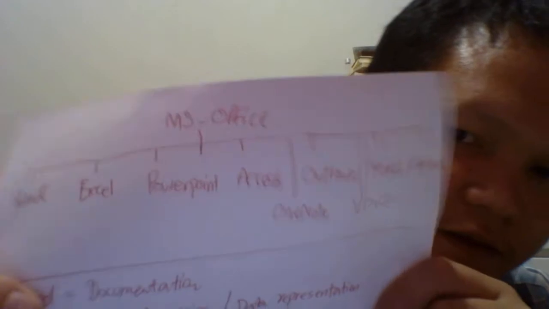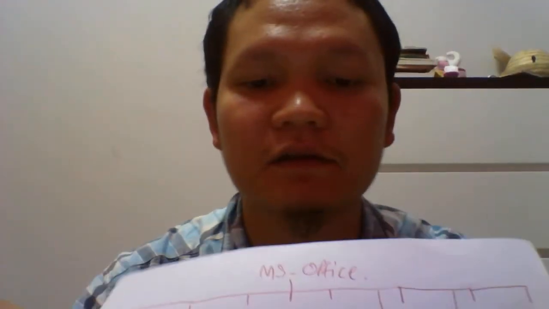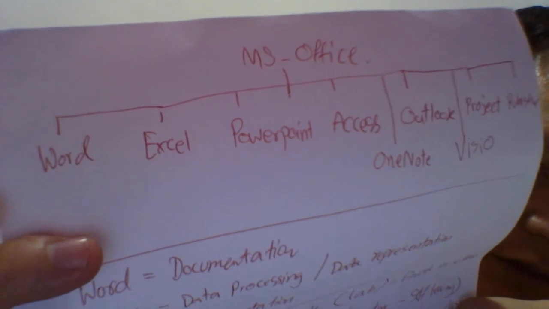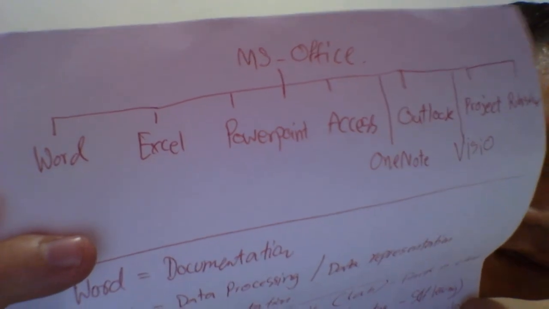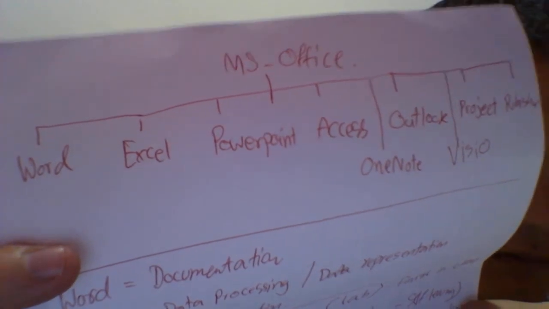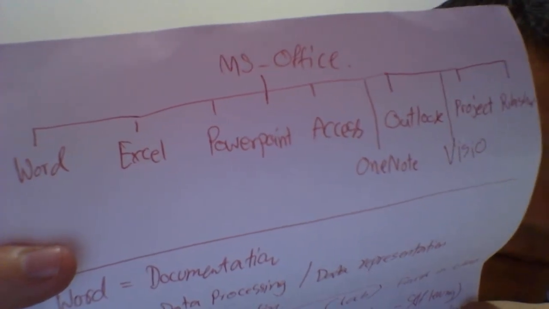And you can also search on the internet. There are many software packages under the Microsoft Office. You can see Microsoft Word, Microsoft Excel, Microsoft PowerPoint, Microsoft Access, Outlook, Project, Publisher, and Visio.